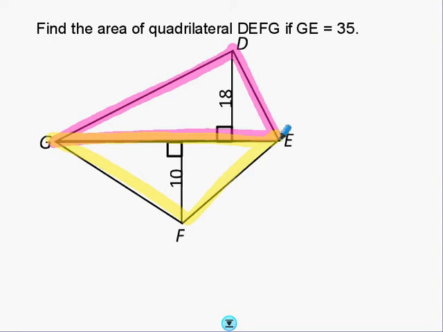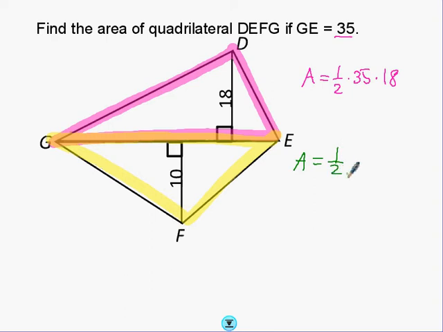Okay, and I can figure the areas of these out separately and add them together. The area of the first triangle, the base, they tell us here that GE is 35. That's the base of our triangle. Area is 1/2 the base times the height, which is obviously 18.